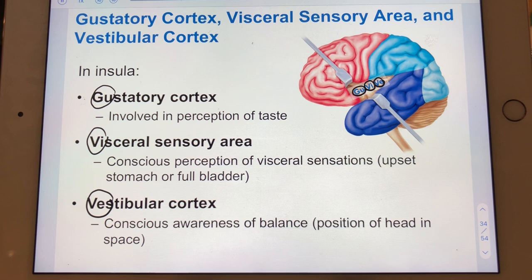We have a primary vestibular cortex. What does it do? It receives sensory input. Which sensory input? Input about balance. So even more information about where we are in space. Okay. We have a vestibular association cortex. What does it do? It compares new vestibular input with previous vestibular experiences.